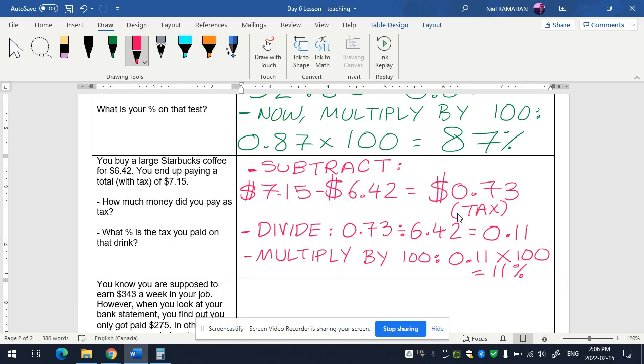So it could be not in Ontario, or it could be classified as a different merchandise where HST does not apply still in London. So 7.15 take away 6.42, you are paying 73 cents or $0.73 in tax. Great. How much would that be compared to the original menu price? Well, now we divide and we multiply it by 100. Okay? All right.